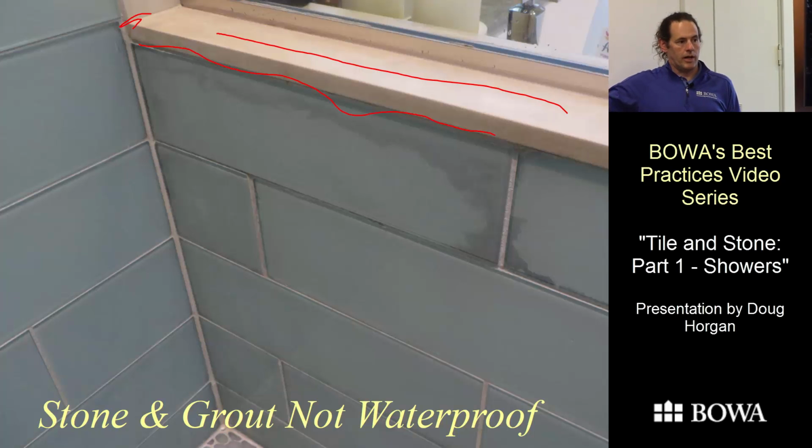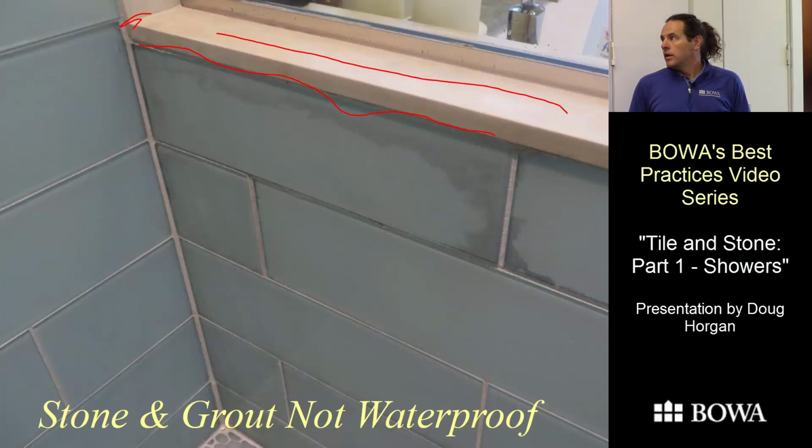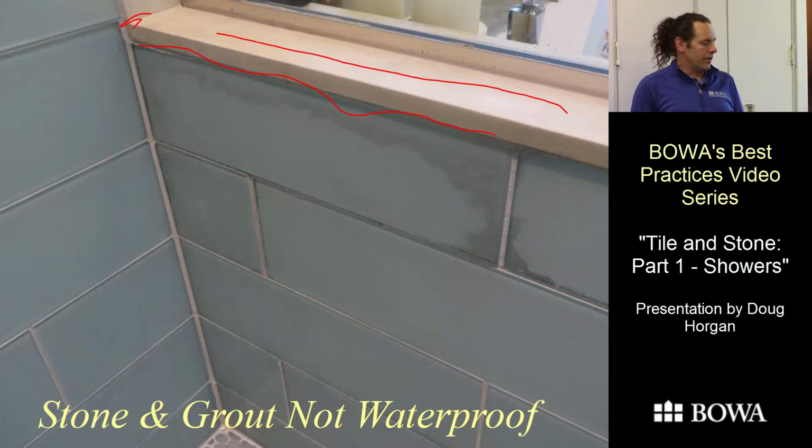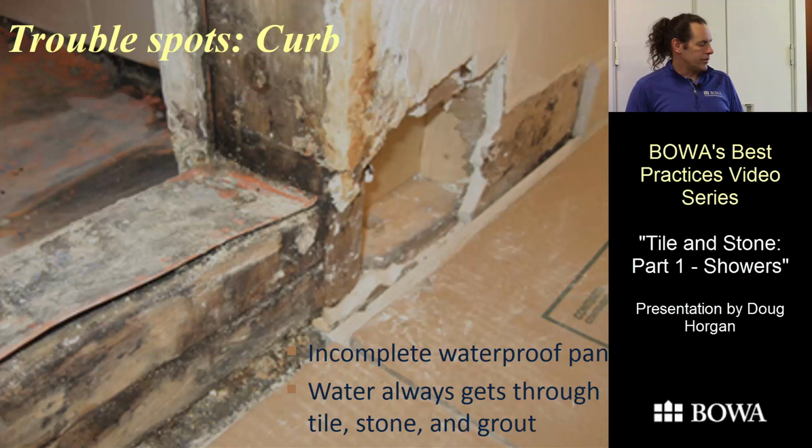I mean, you can see it right there. There's a lot of water in that wall. So we have to be able to have a system under there to manage that water. And here's an example of what can happen if you don't.